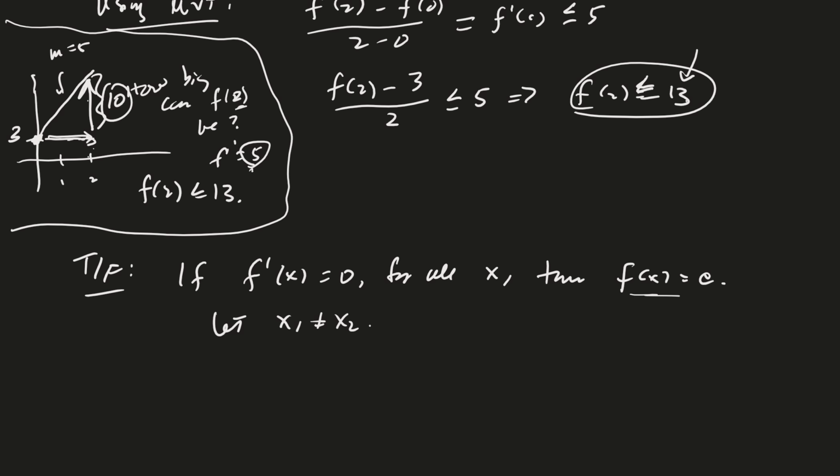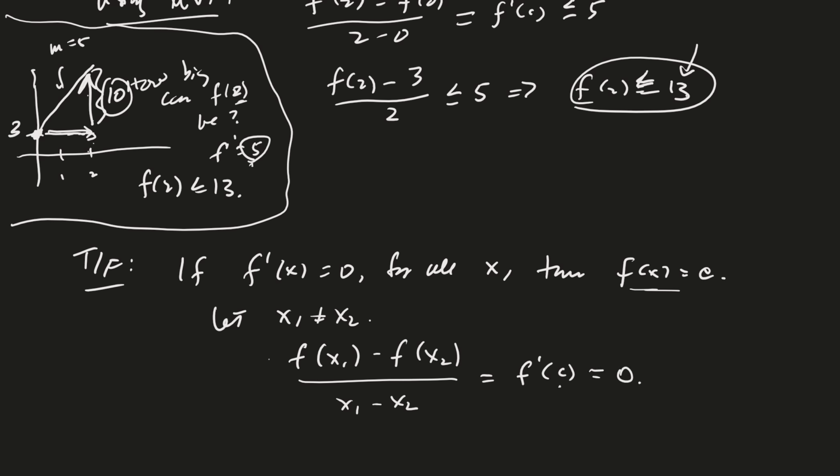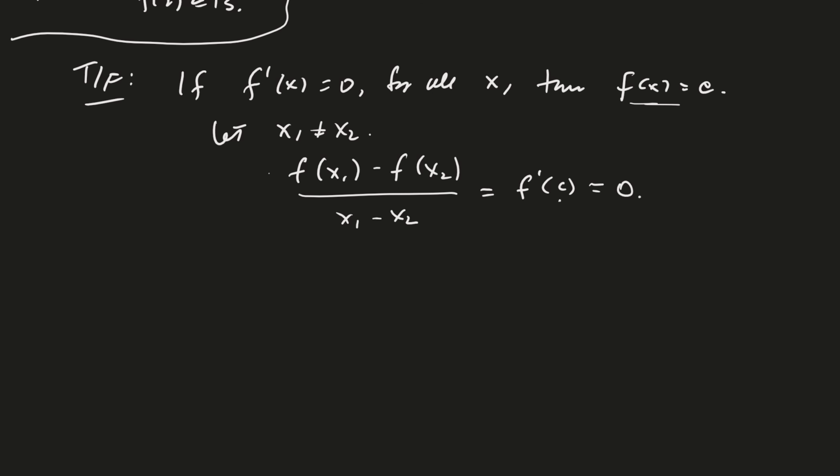Right, then just using the mean value theorem, if I look at the difference between f of x1 and f of x2, I could go ahead and write this as a quotient using the mean value theorem. And so if I look at the difference, then I've got f prime of c equals 0 for some c between x1 and x2.